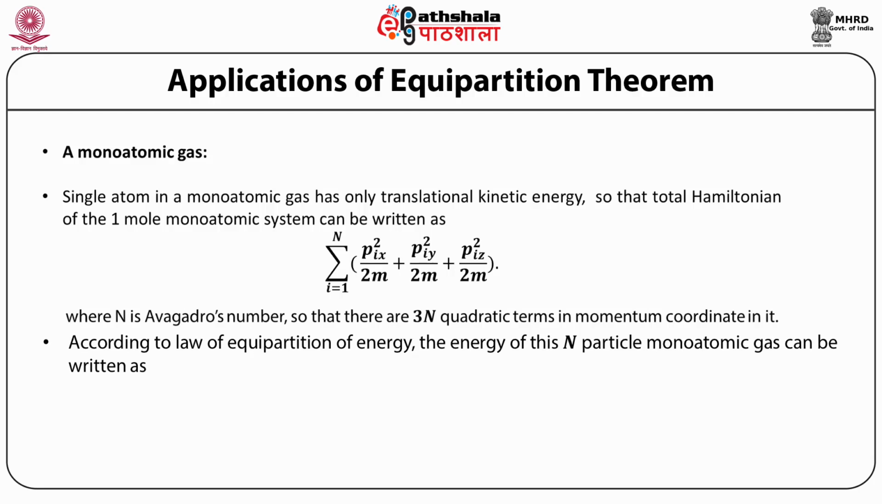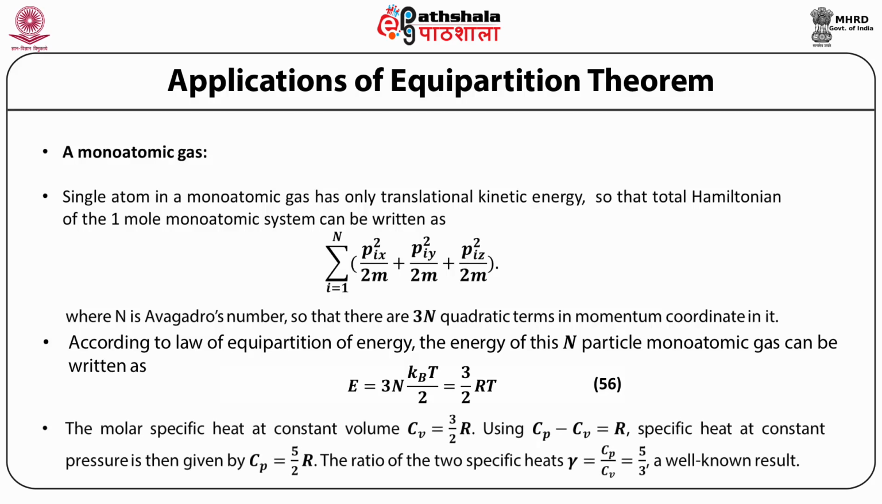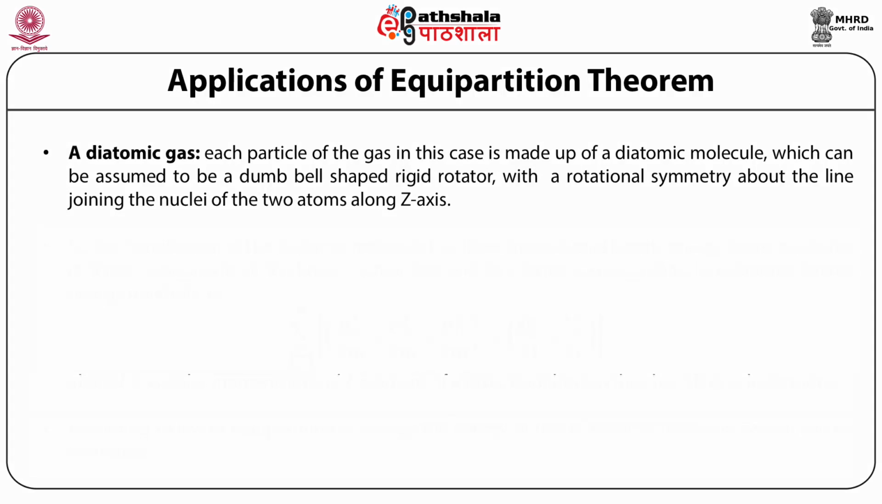According to the law of equipartition of energy, the energy of this N-particle monatomic gas can be written as E = 3N kBT/2 = 3/2 RT. The molar specific heat at constant volume, Cv, is therefore equal to 3/2 R. Using Cp - Cv = R, the specific heat at constant pressure is then given by Cp = 5/2 R. The ratio of the two specific heats, gamma, that is Cp/Cv, becomes equal to 5/3, a well-known result.